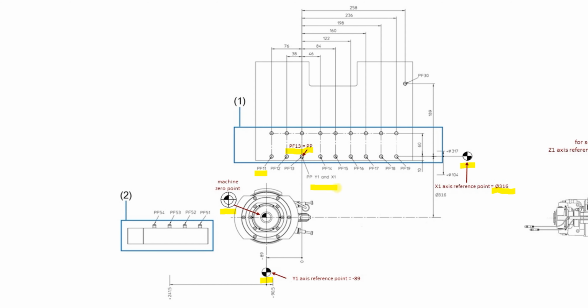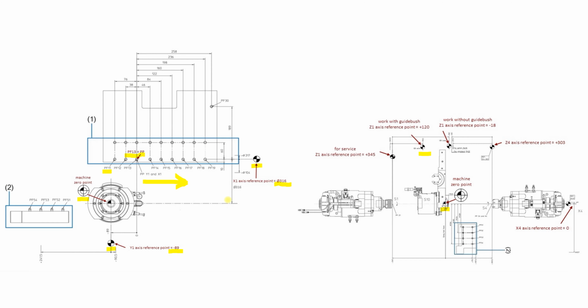Please look, if we move that whole gang to the right, and the distance between machine 0 and control point would be 89, then it is the reference point in axis Y1. The value is negative because there was movement of a gang in the minus direction of axis Y1.